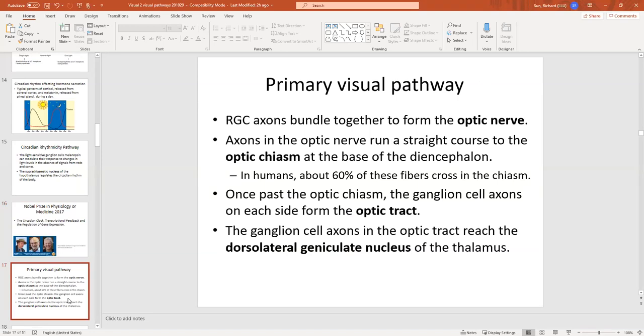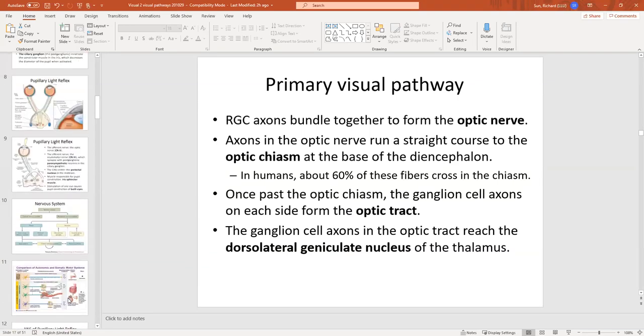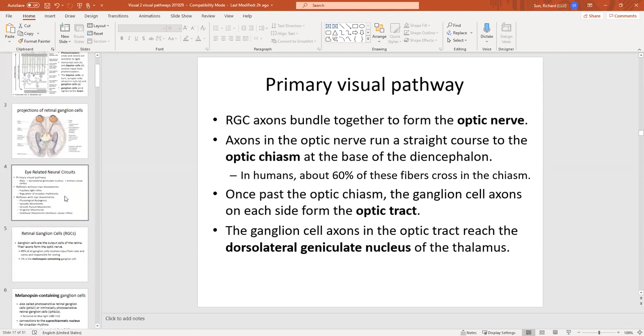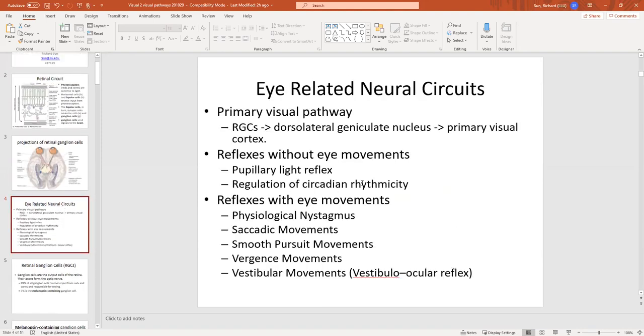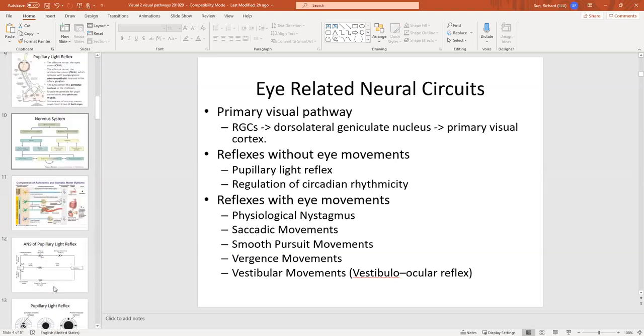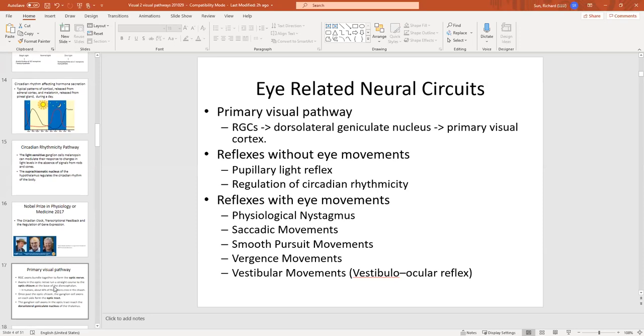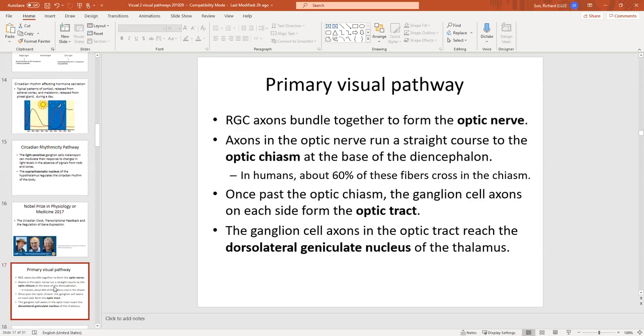And so that covers those two reflexes. You know these two. Now let's move on to this one, the primary visual pathway.